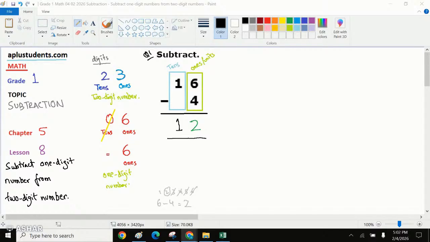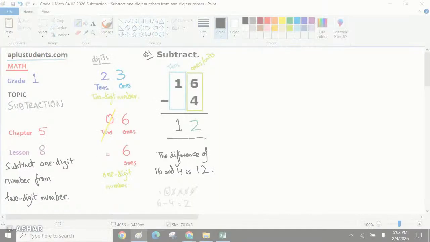In subtraction we can also use another statement. The difference of 16 and 4 is 12. The answer can be given in a term or in a statement also. We are trying to subtract. Whenever we are trying to subtract, we are trying to find the difference. Okay, moving ahead with the next question.